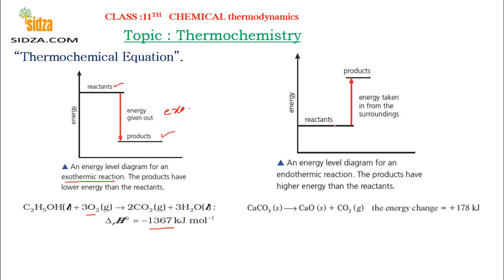And when reactants have lower energy than the products, that means reactants can convert into the products by taking in, by absorbing the energy. So this reaction is an endothermic reaction. In an endothermic reaction, the energy of the reactants is lower than the products. Here's an example. Calcium carbonate decomposes to calcium oxide and carbon dioxide, and it takes a lot of energy, 178 kilojoules of heat absorbed, and only then can these reactants convert into the products.